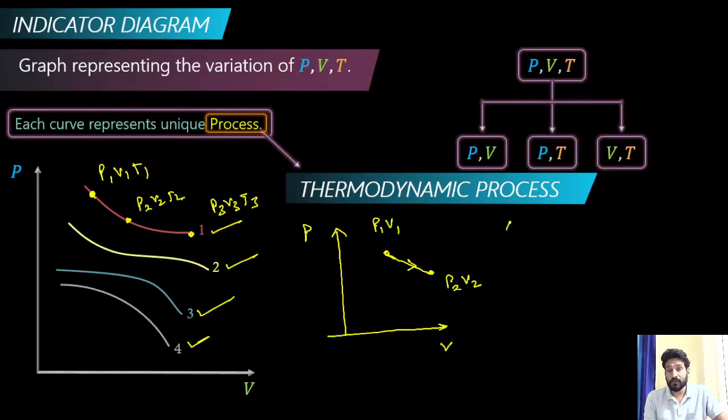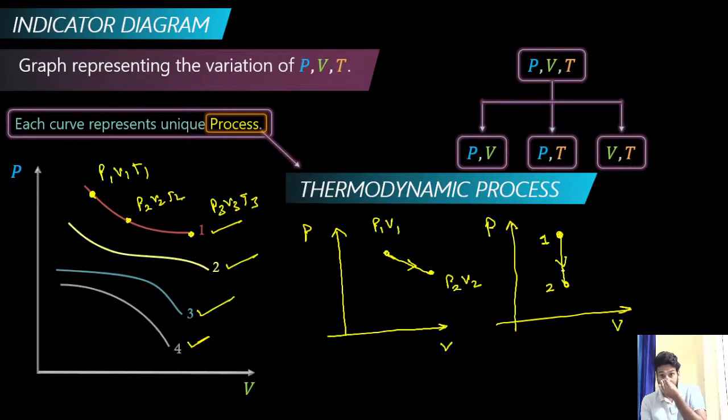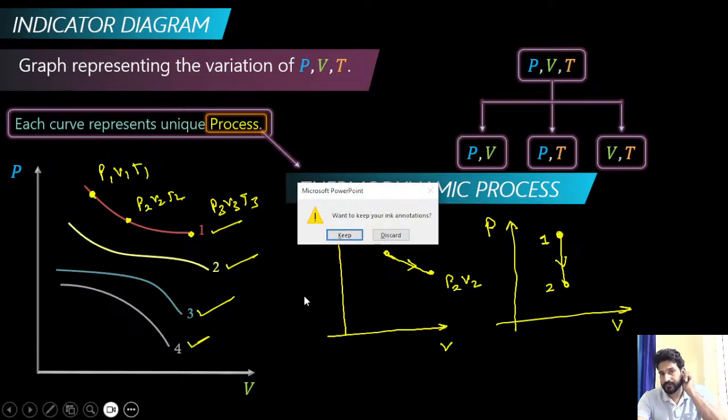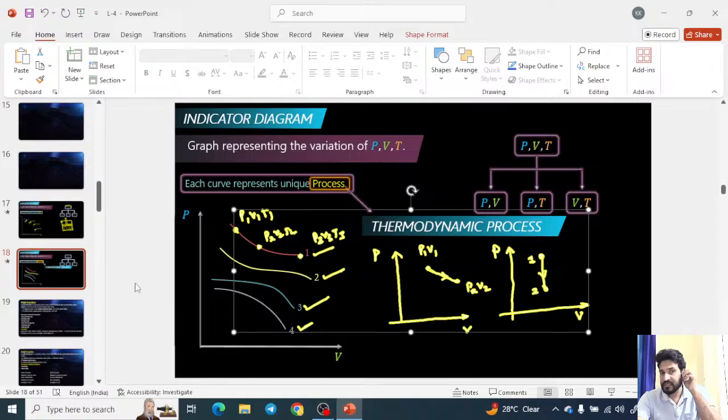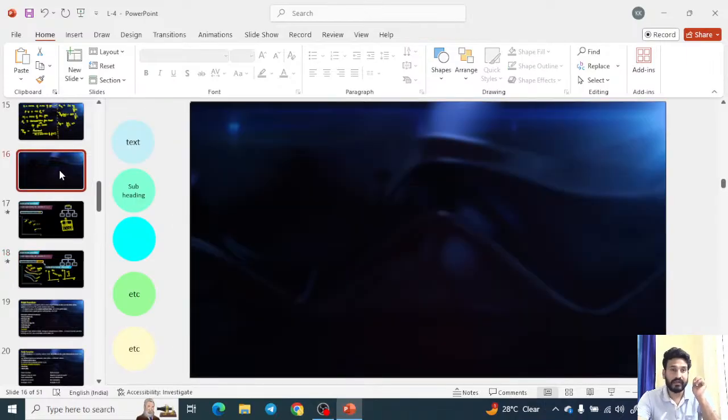Let's suppose this is my P and this is my V. This is any state and this is another state. This is state 1, this is state 2, and you are moving from 1 to 2. This is also called a process. Is it clear to you? This is also called a process. One more term we also define here.